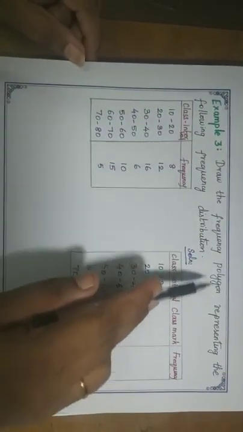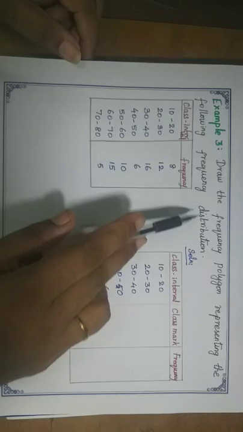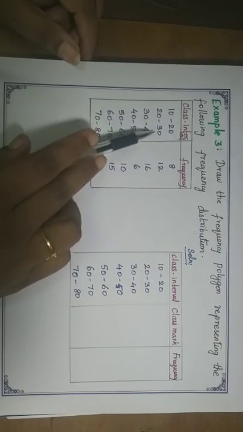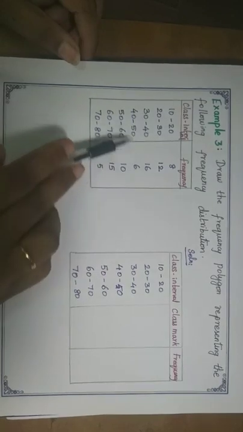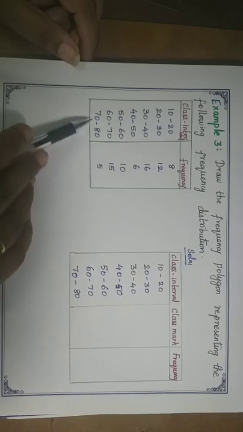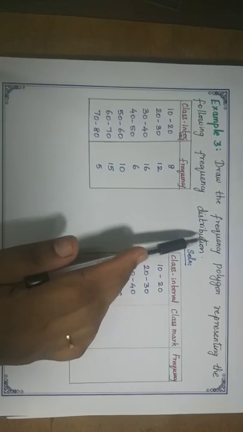Example for frequency polygon. Draw the frequency polygon representing the following frequency distribution table. They have given the class interval and frequency. 10 to 20, 8; 20 to 30, 12; 30 to 40, 16; 40 to 50, 6; 50 to 60, 10; 60 to 70, 15; 70 to 80, 5. This is the question. So we want to find the frequency polygon for the given frequency distribution. Here they didn't ask us to draw the histogram. Directly we want to draw the frequency polygon.